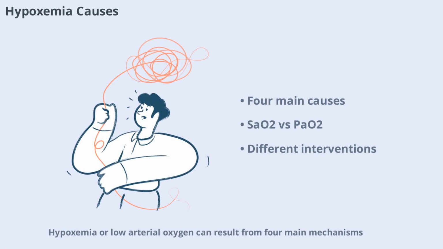Hypoxemia, or low arterial oxygen, can result from four main mechanisms: alveolar hypoventilation, diffusion impairment, shunt, and ventilation-perfusion mismatching. Each cause affects oxygen delivery differently and requires specific interventions. It's important to distinguish between SO2, oxygen saturation, and PaO2, partial pressure of oxygen, as they are not equivalent and provide different information about oxygen status.